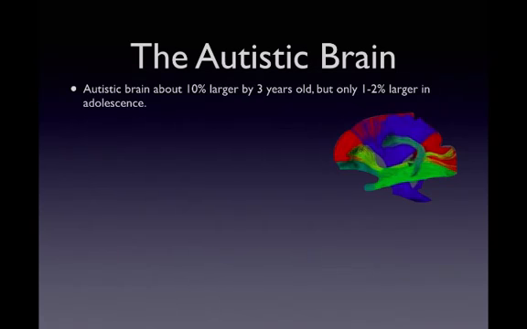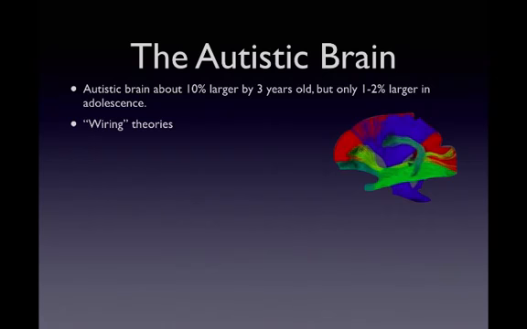An interesting aspect about the autistic brain is that, on average, it's slightly smaller at birth, but by the time the child is 3 years old, it's 10% larger on average than other children. Following this early growth spurt, the growth of the autistic brain slows down, and then by adolescence, it's only 1 to 2% larger than those without autism, or more neurotypical children.